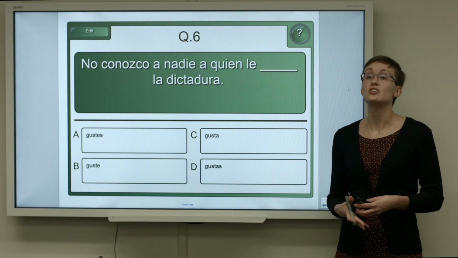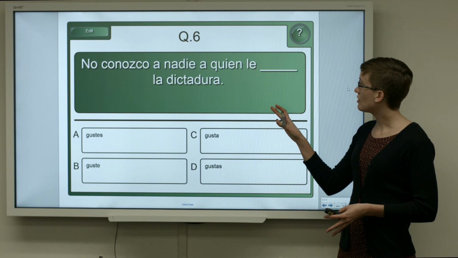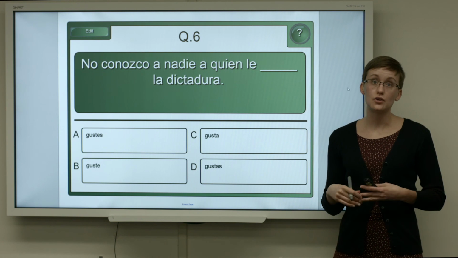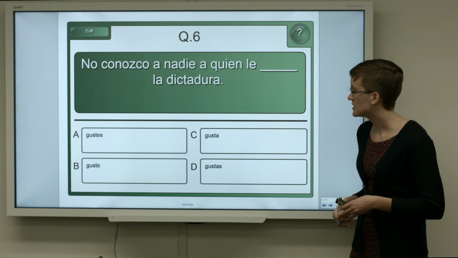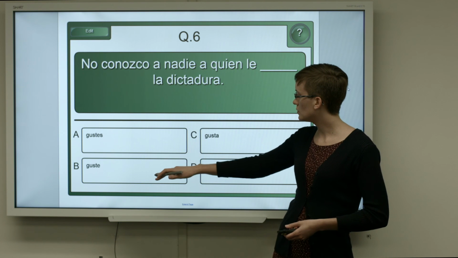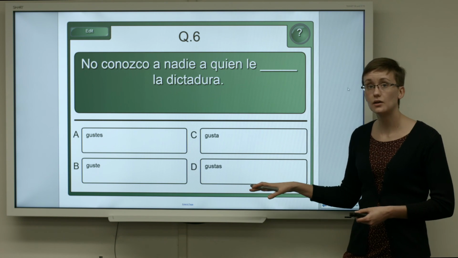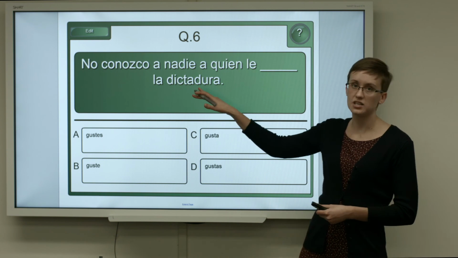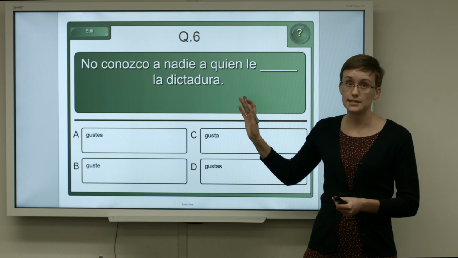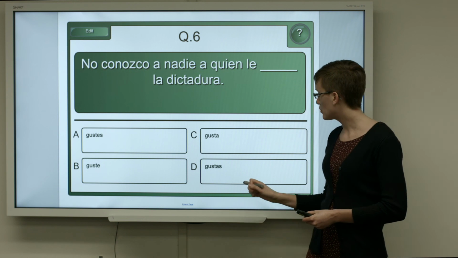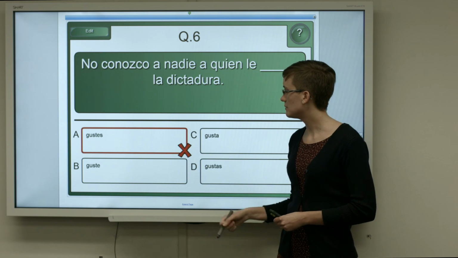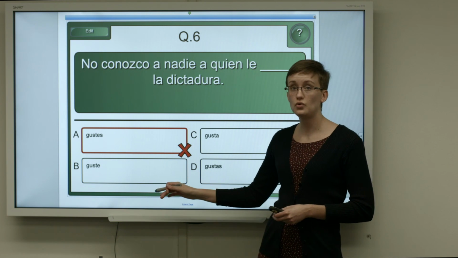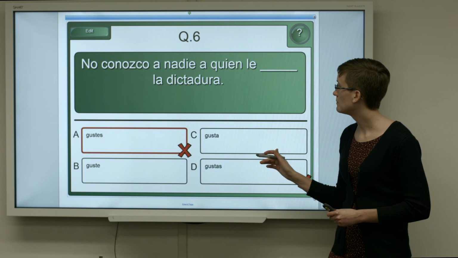So our last question is, no conozco a nadie a quien le la dictadura. I don't know anyone who likes the dictatorship. So our options are gustes, guste, gusta, and gustas. So our subject here is actually la dictadura. So that is third person singular. So we can rule out gustas and gustes, because that's the tu form, not the third person singular. So we are left with guste and gusta.